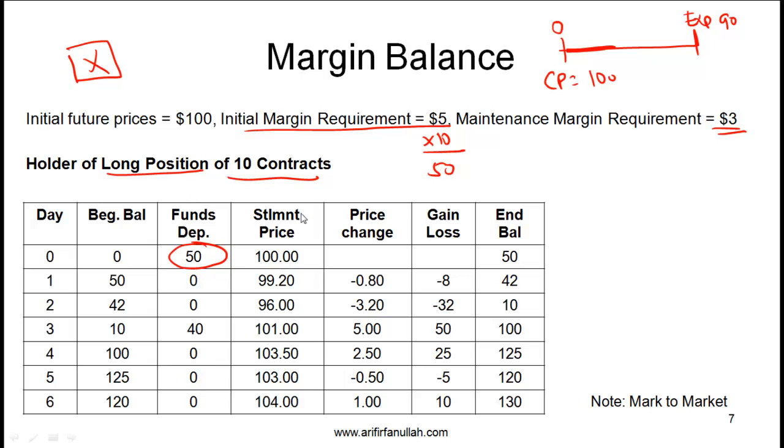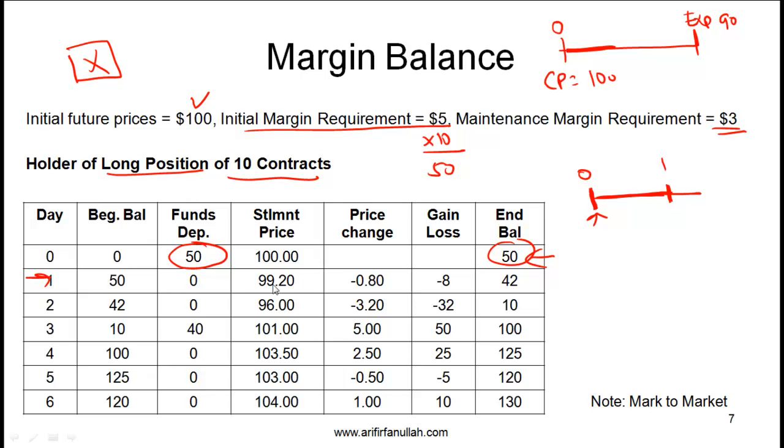So this is where we started. This is given over here. So this first line represents what's happening at the beginning of day 1, which effectively is day 0. Then what happens during the first day? This line over here represents the end of day 1. So day 1, as shown above, the ending balance for day 0 becomes the beginning balance for day 1, which is this point over here. Funds deposited 0.